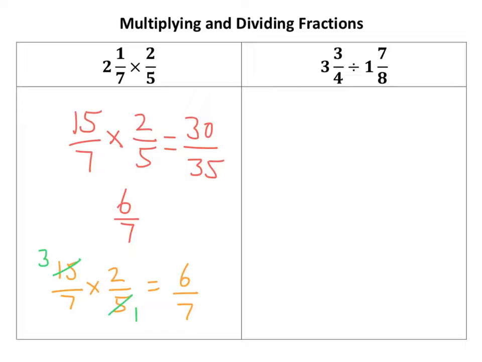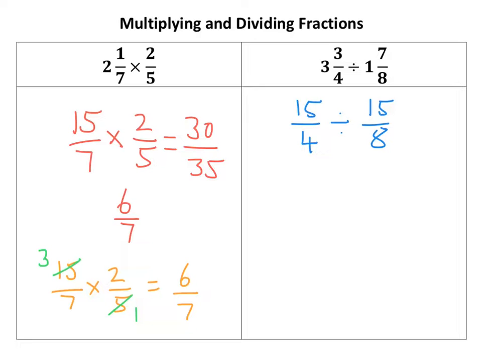We've got a division this time. Again, we're going to turn it into improper fractions. So we've got 3 times 4, 12, so that's 15 over 4, divided by 1 times that is 15 over 8. Now, with division, you don't just divide. That's the common mistake that we get. We flip the right hand one upside down.